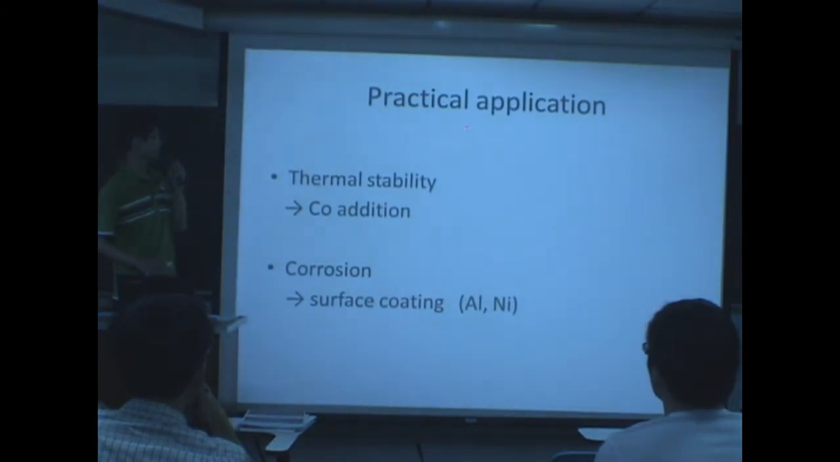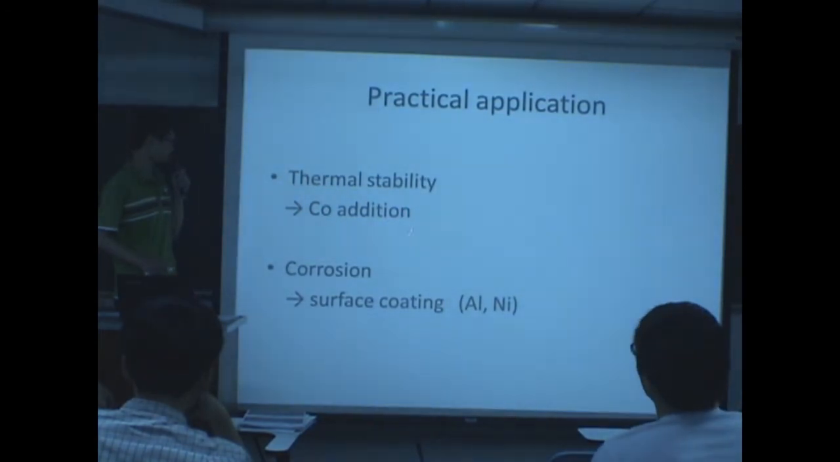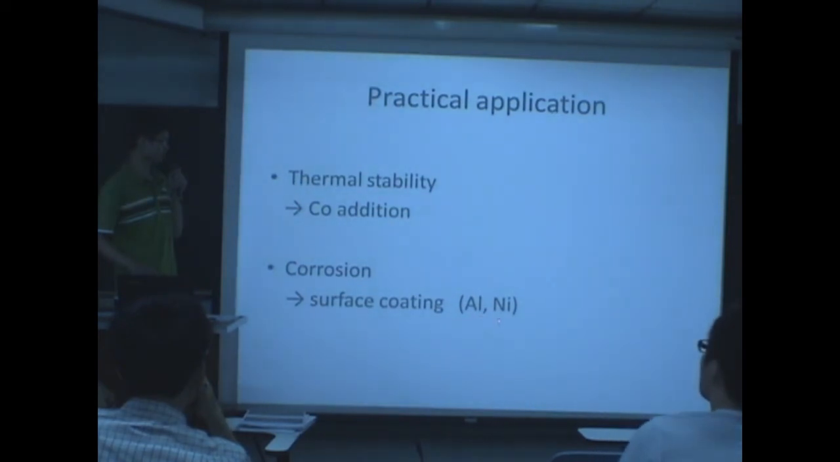As to the practical application in motors, we have to face two problems. The first is thermal stability. As I mentioned before, the neodymium system has a relatively low Curie temperature, and we can improve this thermal stability by adding some cobalt elements. Second is the corrosion issue. We can solve this problem by making a surface coating. For example, we can deposit an aluminum or nickel thin film layer as a barrier layer to prevent the magnet from oxidation.